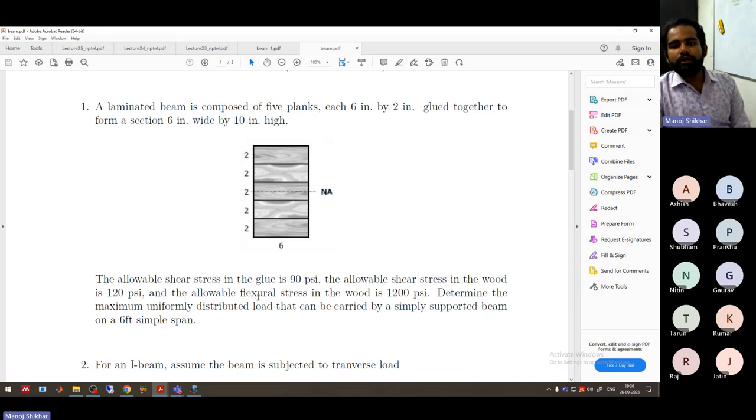It is also given the allowable flexural stress in the wood is 120 psi. So when the beam has been composed as a whole, suppose we are bending it, the flexural stress which it can withstand is 120 psi. Now they are telling us to determine the maximum uniformly distributed load. So we have to apply a UDL, uniformly distributed load, that can be carried by a simply supported beam on a 6 feet simple span.